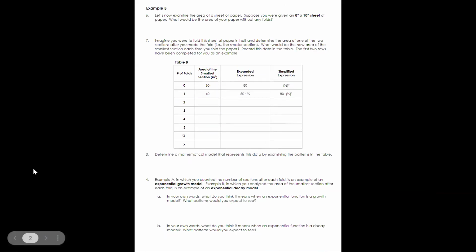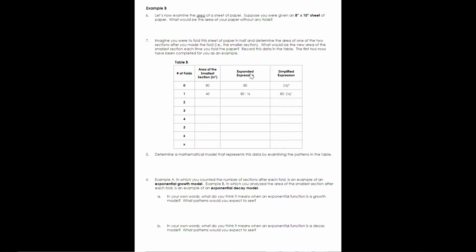Now, imagine you were told to fold this sheet of paper in half and determine the area of one of the sections after you made the fold. Okay, so let's kind of have this conversation. If I told you the original paper had an area of 80, okay? And you fold this guy in half. That's 2 sections. What's the area of one of the sections?